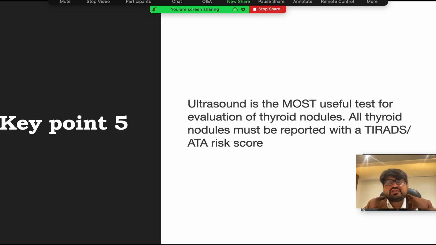Most importantly, ultrasound is a very important test for evaluation of all thyroid nodules. And again, if you have any radiologist friend listening to this, please report them in a standardized format, in a TIRADS or an ATA risk score format. These are all available, and if you report in a standard manner, the clinical approach to that will automatically become more standardized.